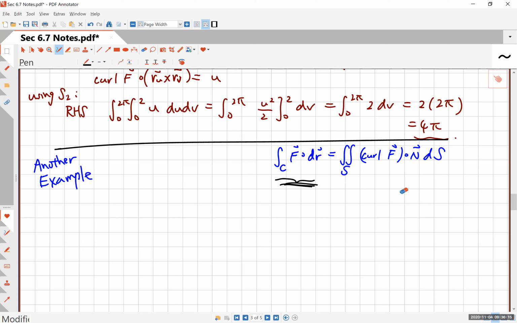Yes, I understand Stokes' theorem generalizes Green's theorem. Now we can apply this to a three-dimensional vector field. But I mean, do you really need this? Because we can directly find this, right? Well, here's an example where sometimes this will be a lot more involved.